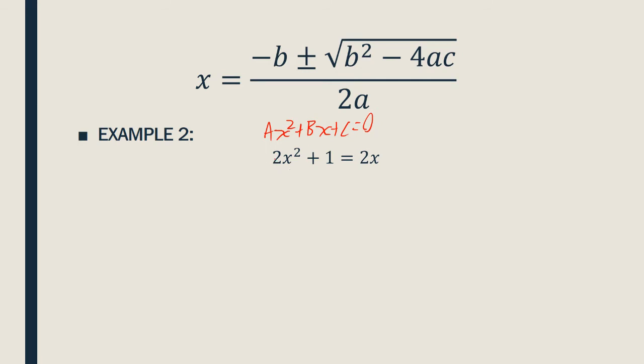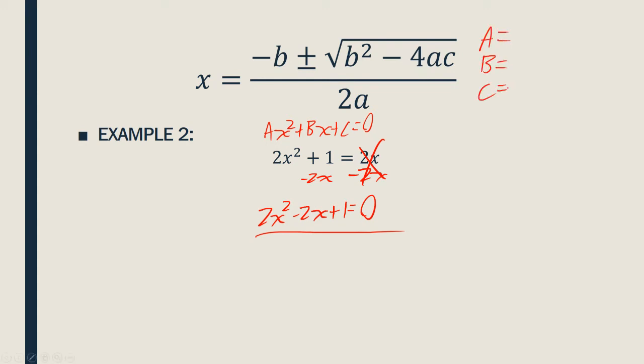So I have everything but my 2x on this side. I have 2x squared plus 1. So I'm going to go ahead and subtract 2x on both sides, because 2x minus 2x will give me 0 on this side. And on this side, I'll have 2x squared minus 2x plus 1. That's my standard form there. Okay, I'm in standard form. Now I want to identify my a, b, and c values.